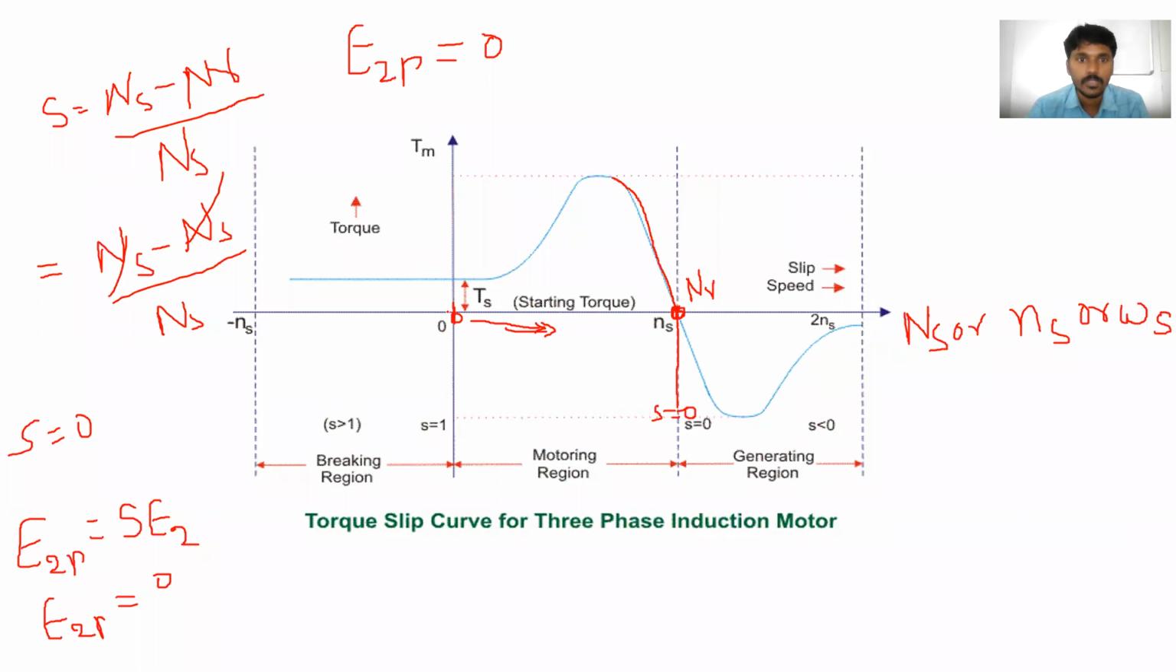Next, when the motor speed is 0, what is the slip? When the motor speed is 0, what will be the slip? Can anyone tell, please?